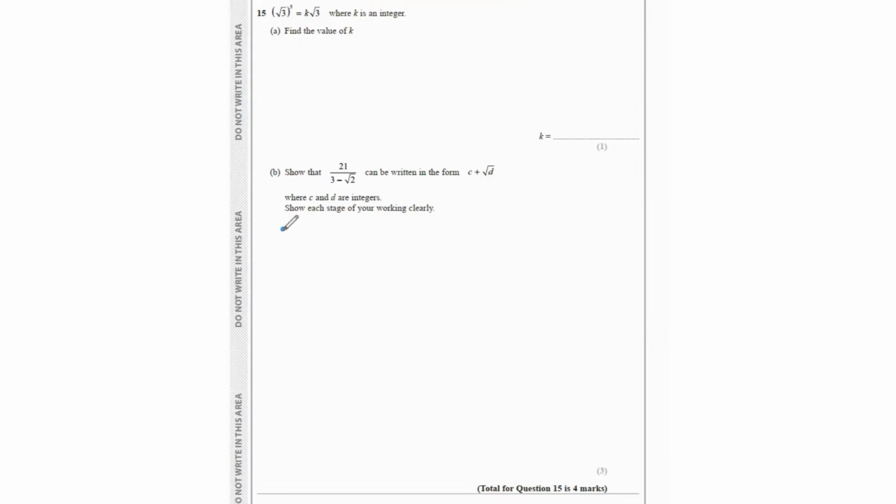And as I've told you, when you're rationalizing the denominator, you will multiply and divide the fraction by the same thing in the denominator, but you will change the sign in the middle. So it becomes 3 plus root 2 over 3 plus root 2. Exact same thing, but the sign in the middle is different. Now multiply the numerator with the numerator and denominator with the denominator.